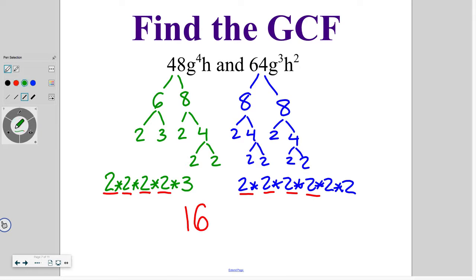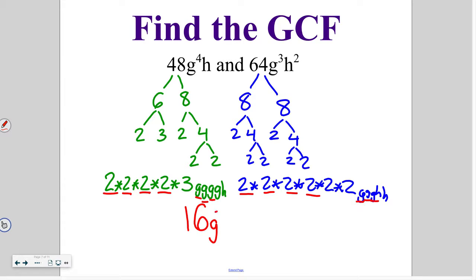So on this first one, I would have 4 g's and an h. And on the second one, I've got 3 g's and 2 h's. Looking at what they have in common, I've got 3 g's on the second one, which I can match on the first one. So 3 g's. And then I have 1 h from the first one, and I can match an h from the second one. So I can pull out an h from each of them. So our greatest common factor here is 16g to the third h.